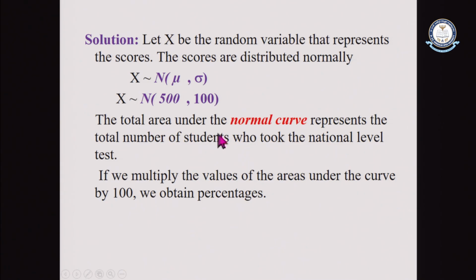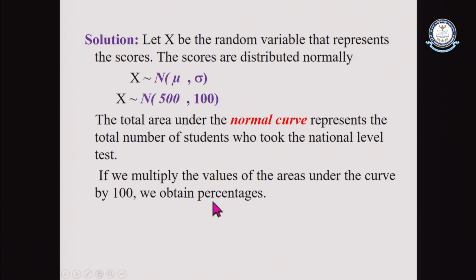The total area under the normal curve represents the total number of students who took the national eligibility test. If we multiply these values of area under the curve by 100, we will obtain the percentage.